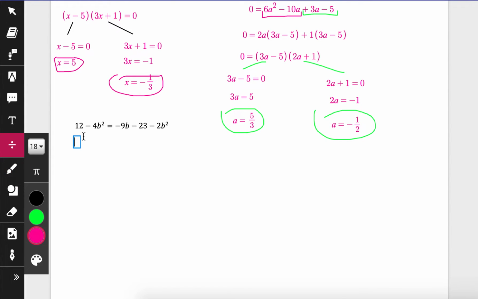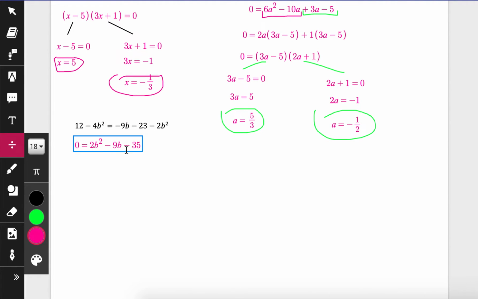Let's look at one more. So first of all, I want to get this in standard form, which means I'm going to bring everything onto the right side. So I'm going to subtract 12, and I'm going to add 4b squared. So adding 4b squared to this gives us positive 2b squared. We have minus 9b. And subtracting 12 from this gives us negative 35. So I brought everything to the right side and put it in standard form.